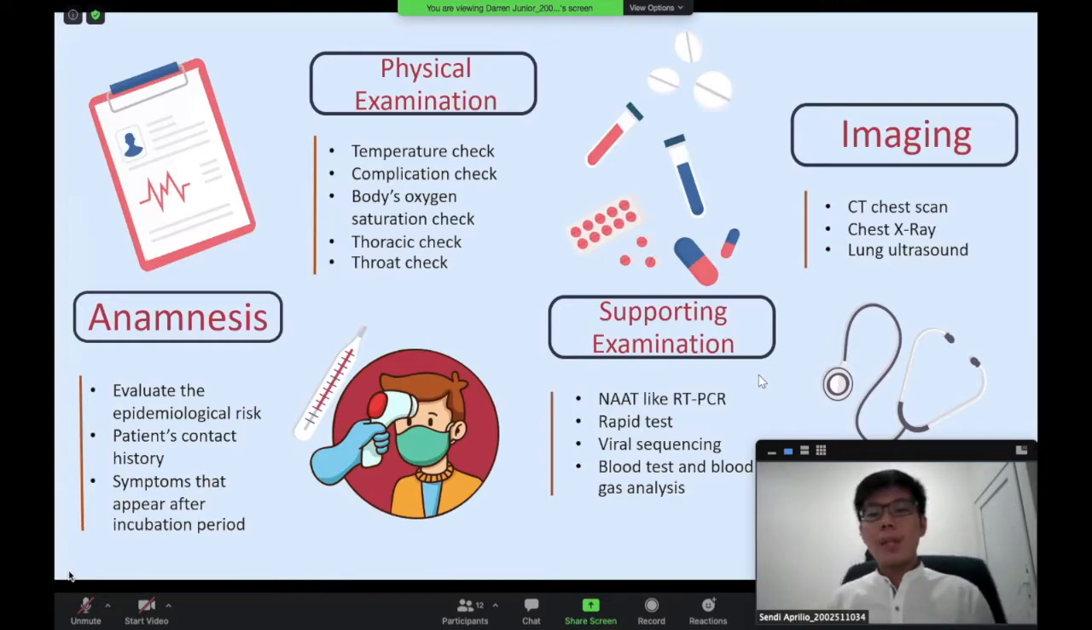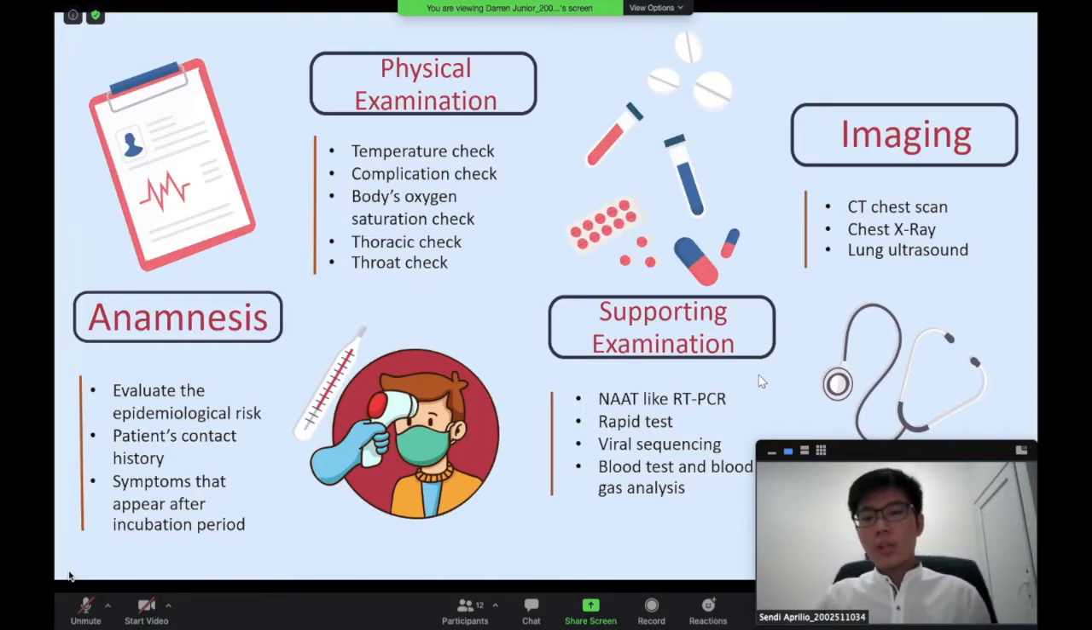tachypnea. Body's oxygen saturation is also checked. Examination also can be performed to diagnose COVID-19. Meanwhile, the diagnosis is based and determined by supporting examinations like nucleic acid amplification test that usually used is reverse transcriptase polymerase chain reaction with nasopharyngeal or oropharyngeal specimen.